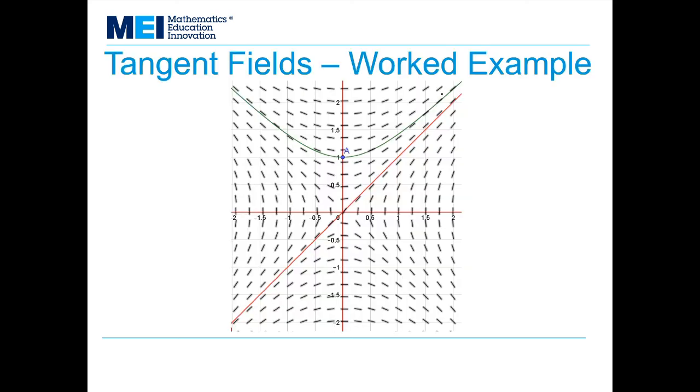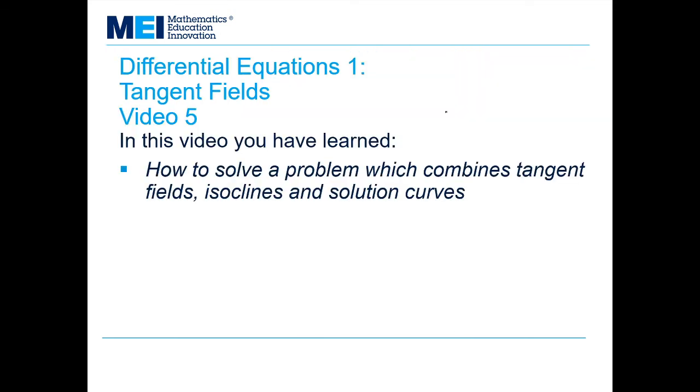And here are all of those things drawn on the same grid from Geogebra for you so that you can see how it all relates together. I've got the 3 isoclines drawn on in red. I've got the tangent field plotted there, and then I've got this particular solution curve just here. In this video, you've learned how to solve a problem which combines tangent fields, isoclines, and solution curves.